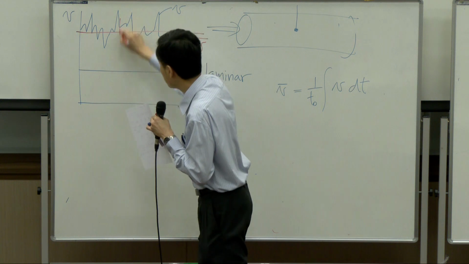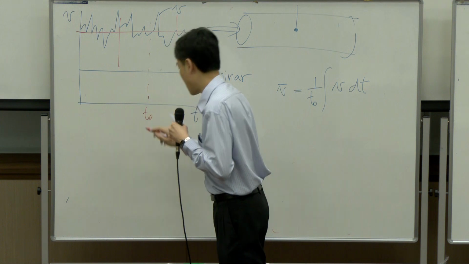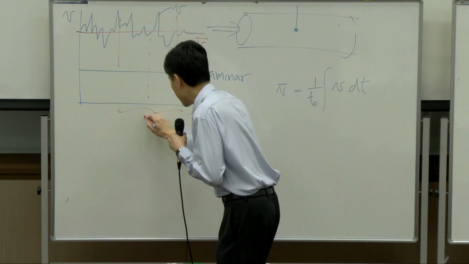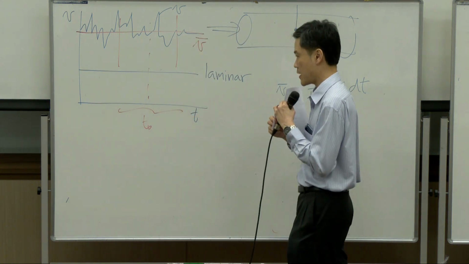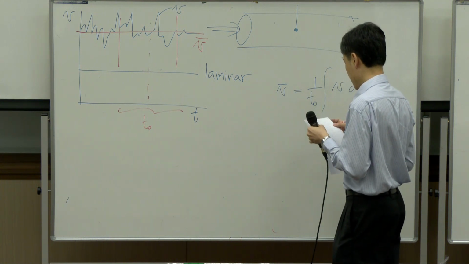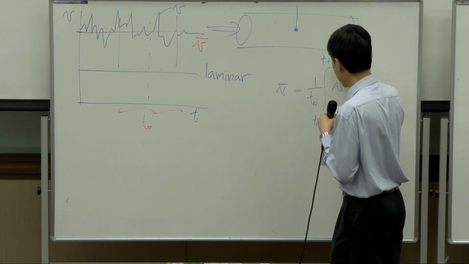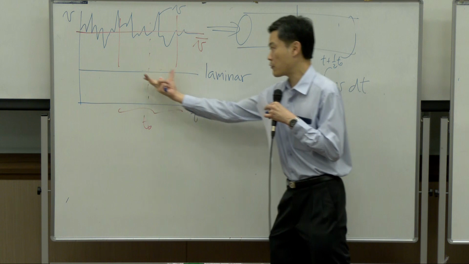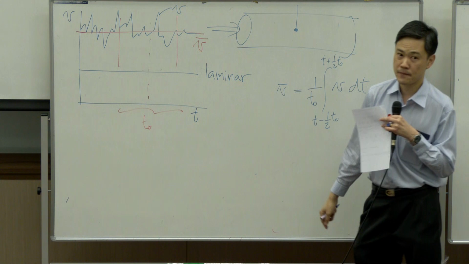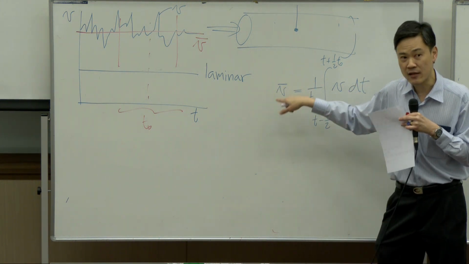Let's say that you consider this period of time. The width here is called T0. So if I integrate it from T minus half T0 to T plus half T0, that means I'm integrating within this window, finding the average number. This is the definition of what we call time average velocity.